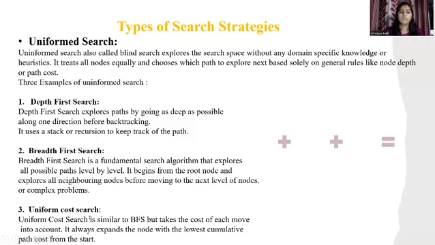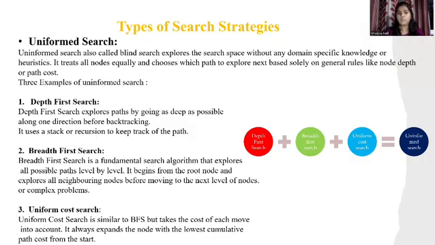Third one is uniform cost search. Uniform cost search is similar to the BFS because it takes the cost of each move into account. It always expands the node with the lowest cumulative path cost from the start. Diagram: DFS plus BFS plus UCS is equal to uninformed search.